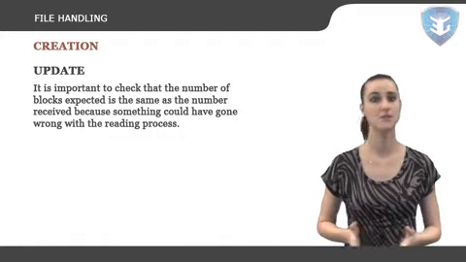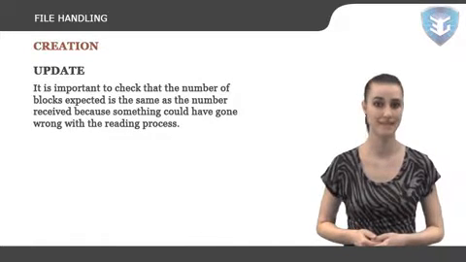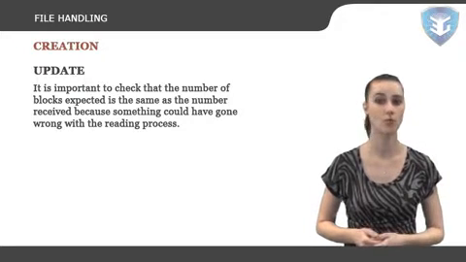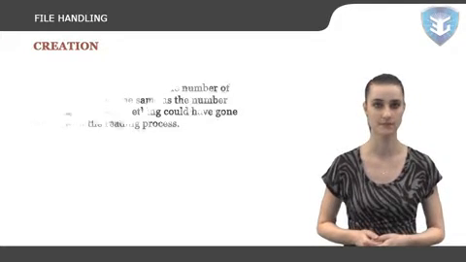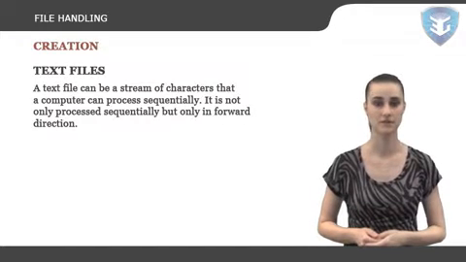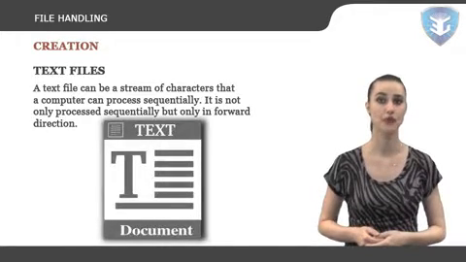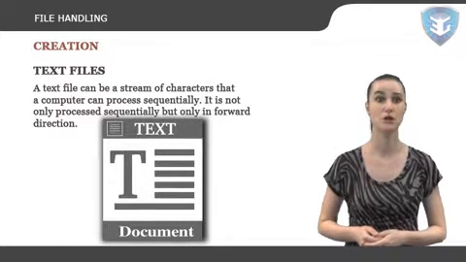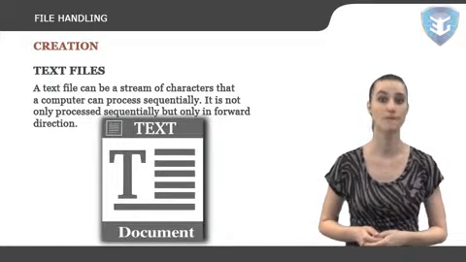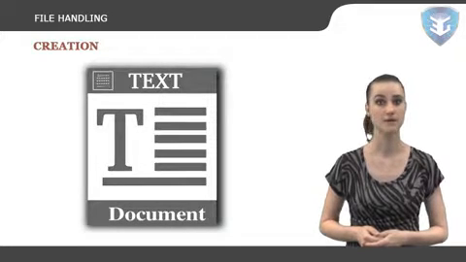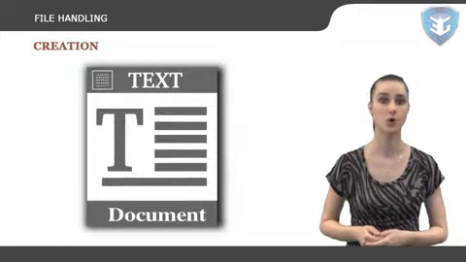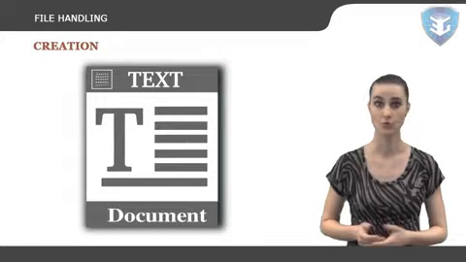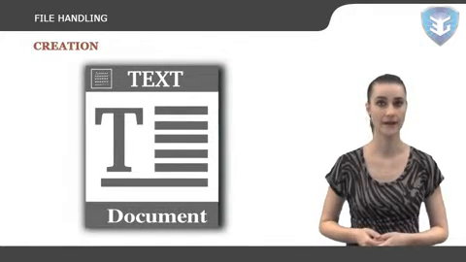Update. It is important to check that the number of blocks expected is the same as the number received, because something could have gone wrong with the reading process. Text files. A text file can be a stream of characters that a computer can process sequentially. It is not only processed sequentially, but only in forward direction. For this reason, a text file is usually open for only one kind of operation: reading, writing, or appending at any given time.